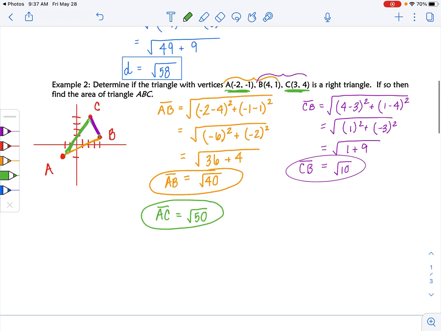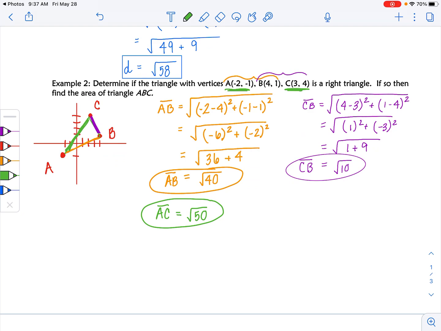Well, now that we have our picture and our side lengths, it makes sense that the longest side is root 50. So that's going to be our hypotenuse. So I'm checking to see if it's a right triangle. That means I take one of my side lengths, so root 40 squared, plus my other side length, which is my purple, and see if it's equal to the hypotenuse squared.